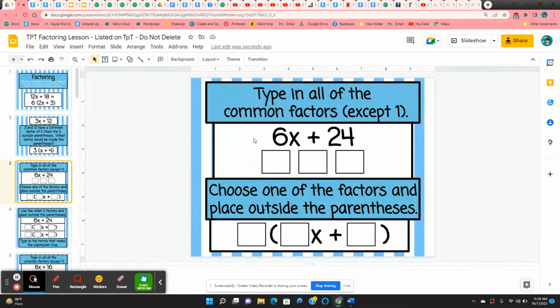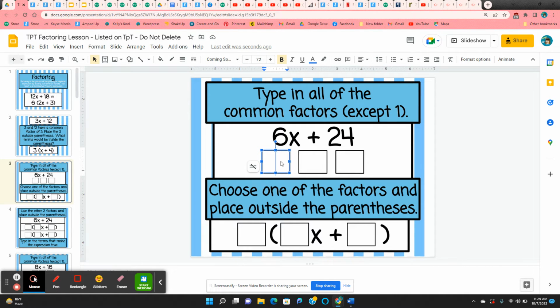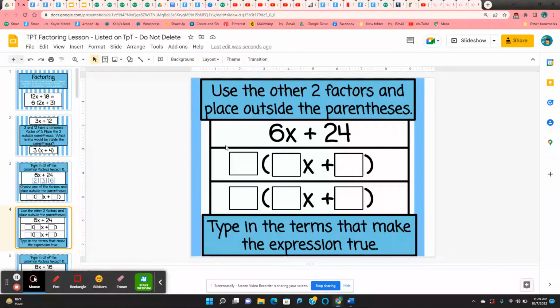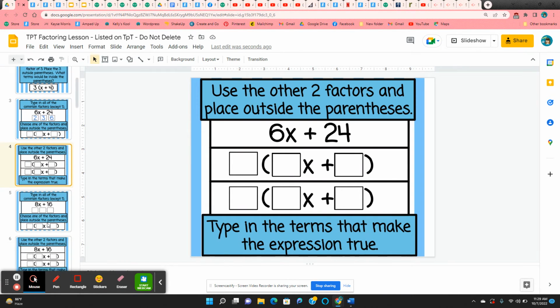The next one they're given is 6x plus 24. They're just going to click in each one of these text boxes, and they're going to type 3 different factors, except for the number 1. And then they're going to take one of those factors, put it outside the parentheses, and then figure out what goes in the parentheses to make this true. They're going to use the other 2 that they didn't choose, so they'll have 3 different factoring problems.